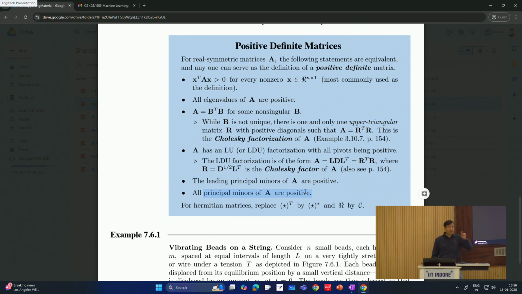Leading principal minor means, for finding the minor of the first element, I leave the first row and the first column and take the remainder submatrix and find its determinant. That's called the first leading principal minor. Similarly, there will be a minor for every element. Is that okay? Go back and revise. So that's one thing about positive definite.